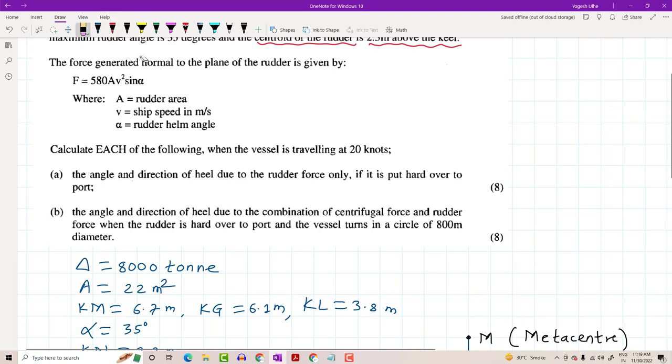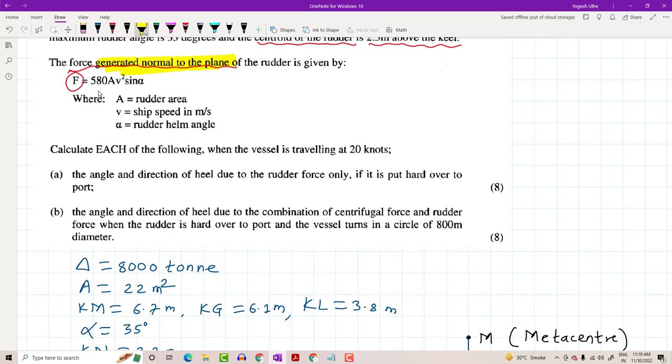The force generated normal to the plane, what are they saying? Force generated normal to the plane means what? It means the normal force, though they have not written Fn here. Basically, see the wording: a force generated normal to the plane. So that is our Fn.